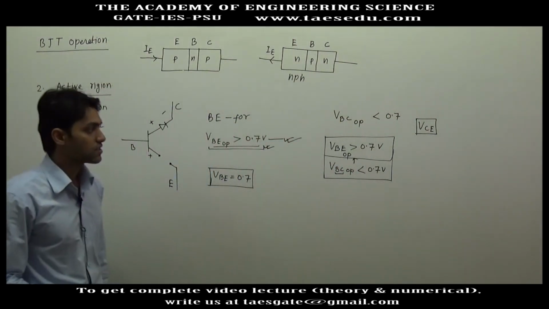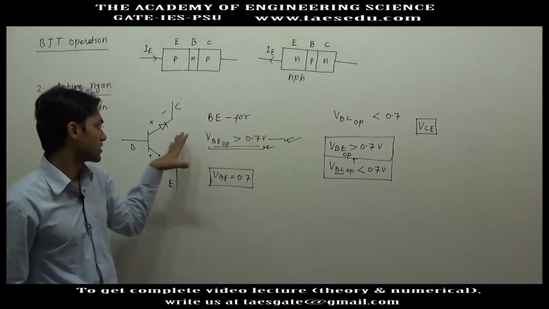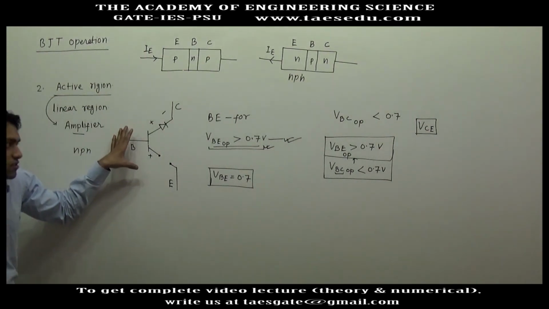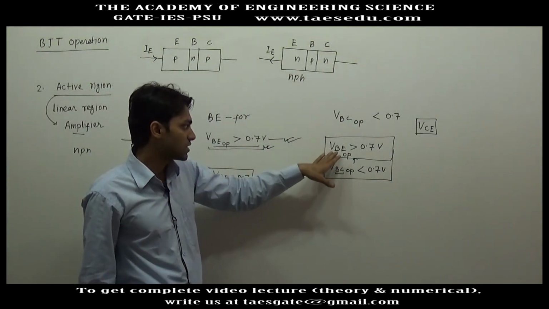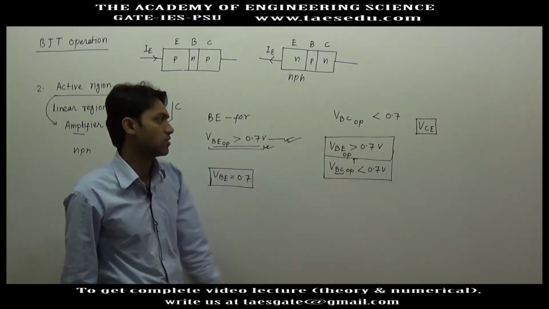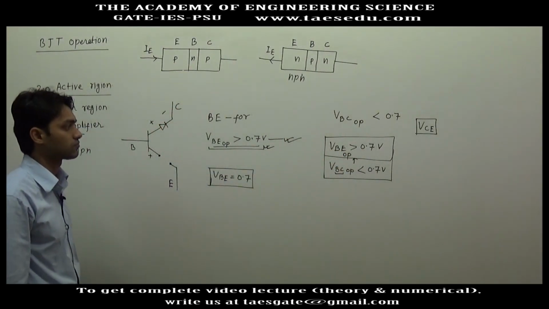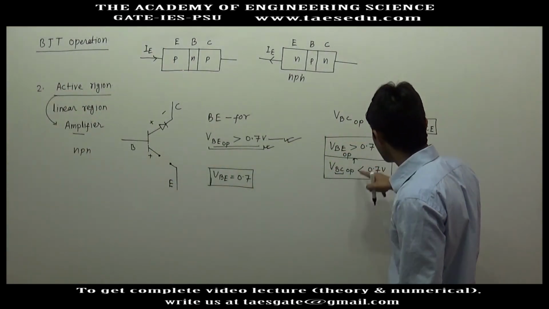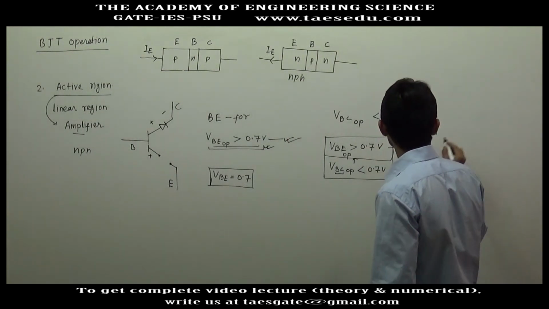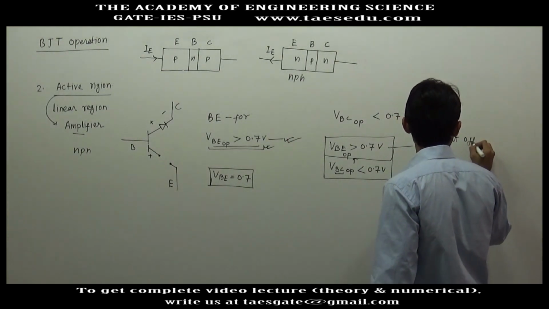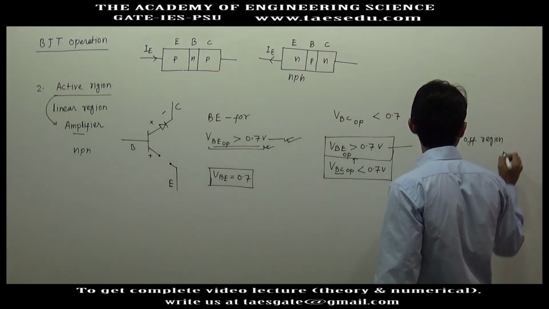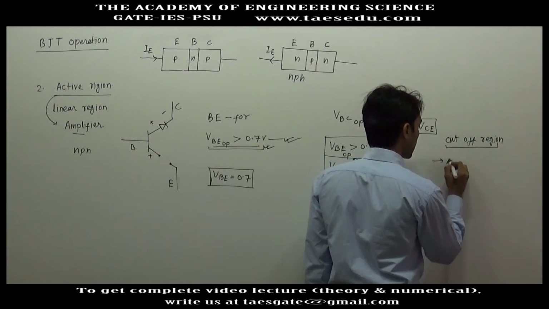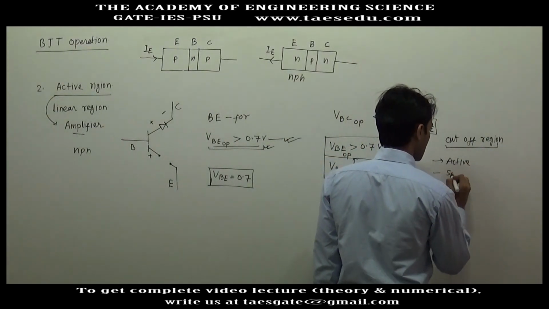And when you have practice, you don't even need to check this condition. Looking at the circuit, you can say whether this condition will be satisfied or not. If this condition is not satisfied, you will say the transistor is in the cutoff region. So only if a transistor is out of the cutoff region can you check for active region or saturation region.